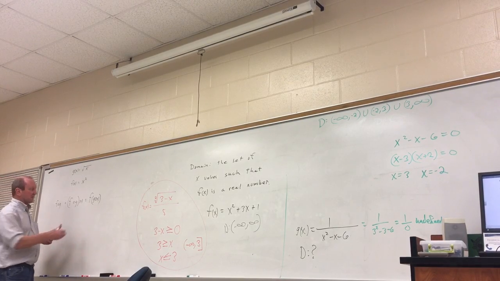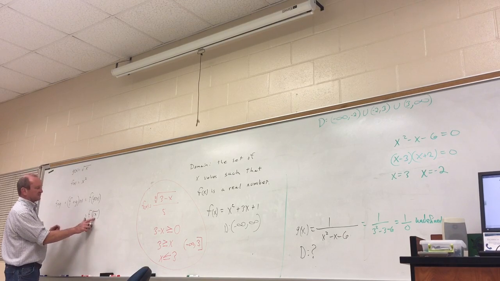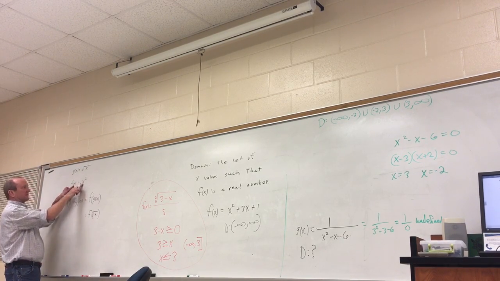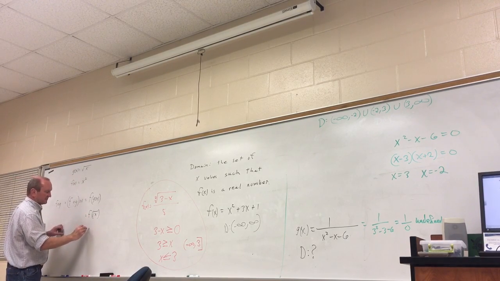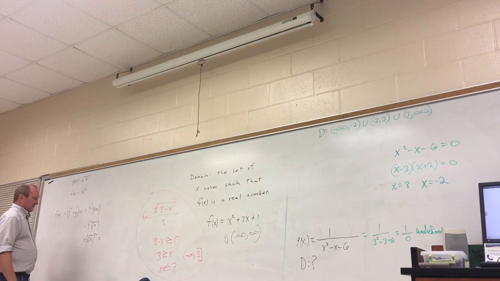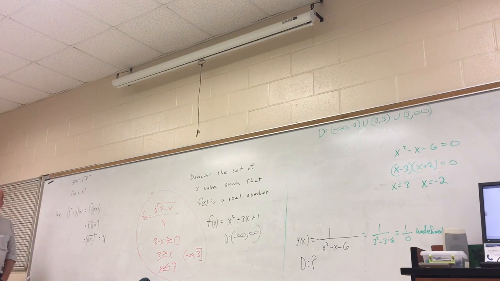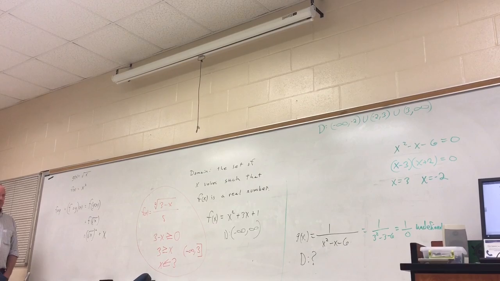The inverse of x is the square root of x, right? Now I take the square root of x and plug it into here. Whatever's in here has been squared, so that's the square root of x squared, which gives me x. So the domain would be all real numbers?